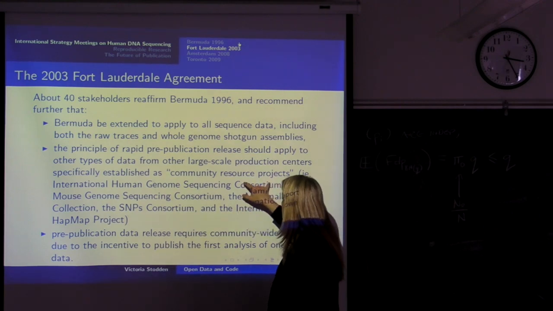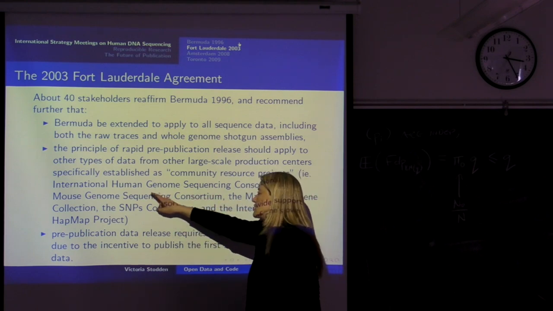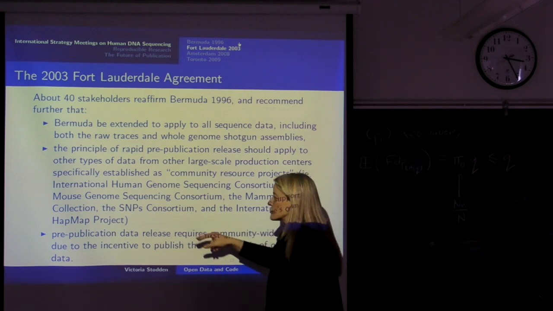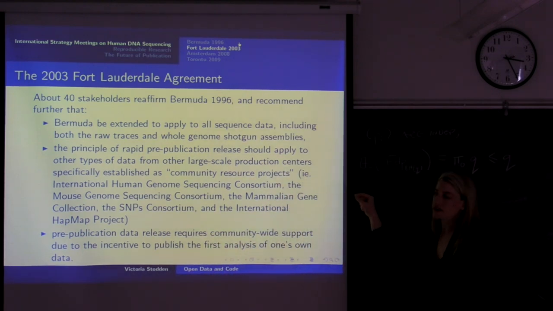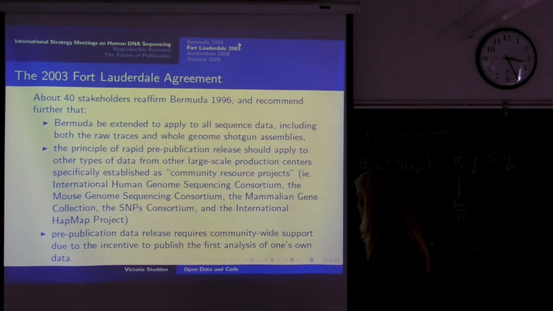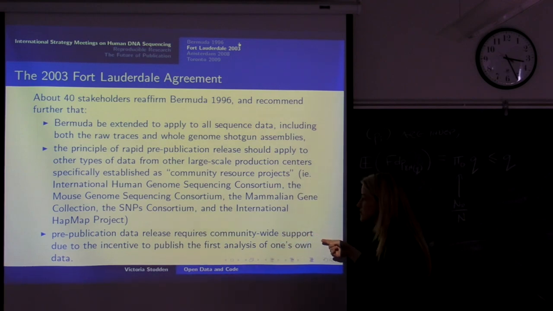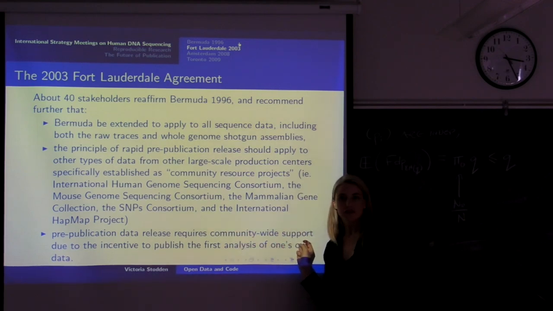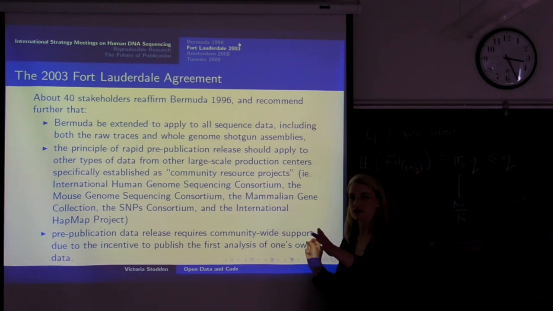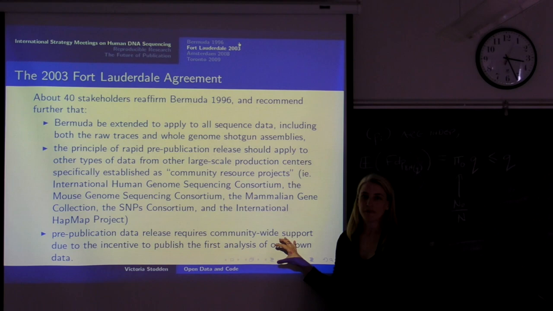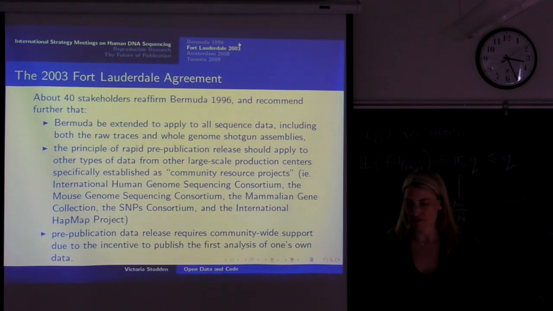These community resource projects are things everybody's heard of now: the International Human Genome Sequencing Consortium, the Mouse Genome Sequencing Consortium, the SNP Consortium, the HapMap Project. They came out of Fort Lauderdale in 2003. With this pre-publication data release requirement, you had community-wide support, because you want to be the first, of course, to do the analysis on your data. So that goes to the question of who's going to stop you from breaking those norms. They're explicitly enshrined. I guess you could break them and get kicked out of the community, but it's not good for your research career.